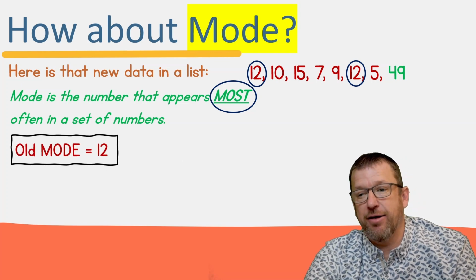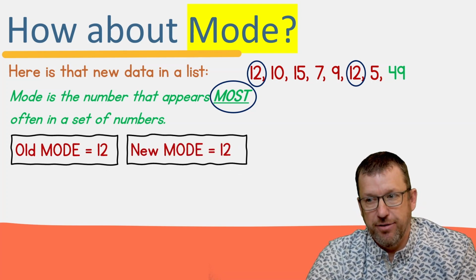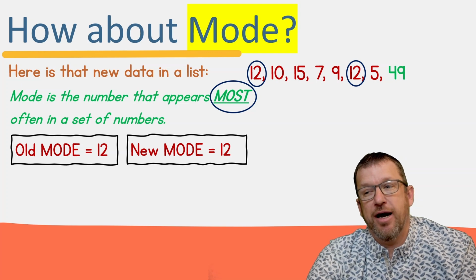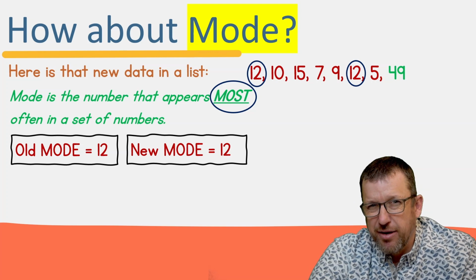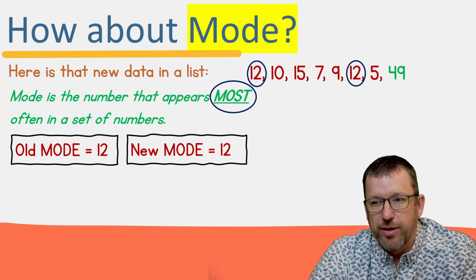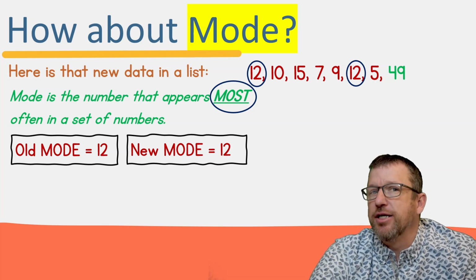And then we added that outlier, and it did not change our mode. Now, if that outlier was the same number as one of these other numbers, then it would have changed our mode, but then it wouldn't be an outlier, would it? Because it would have fit right in with the data. So the outliers really don't change the mode.